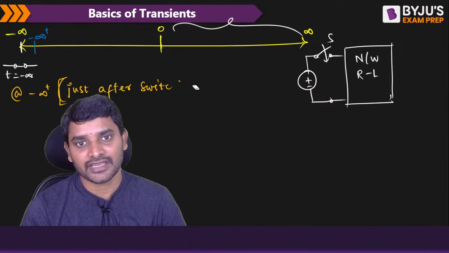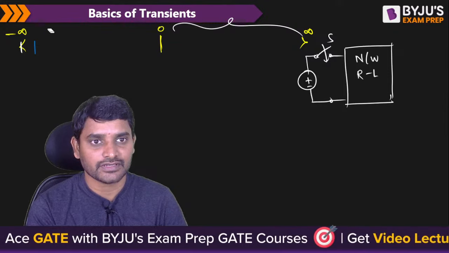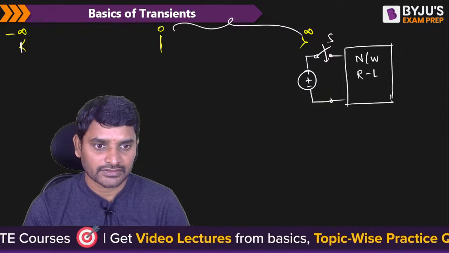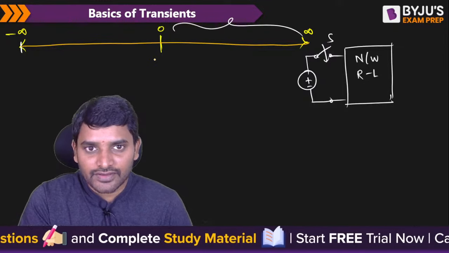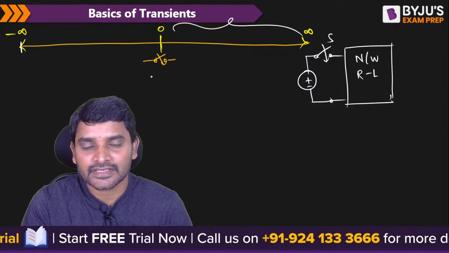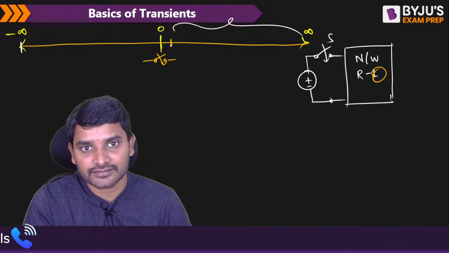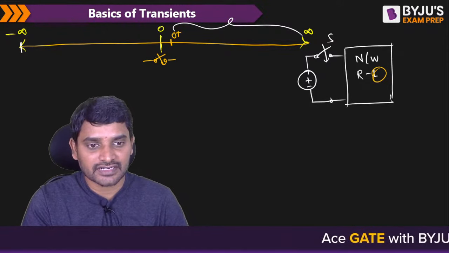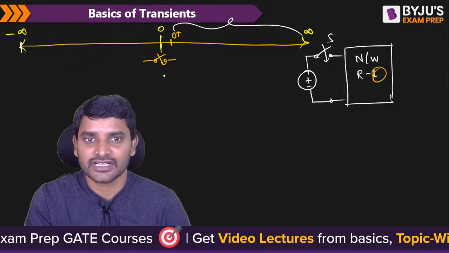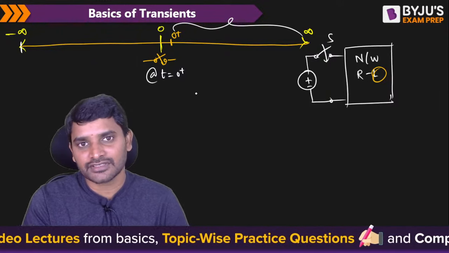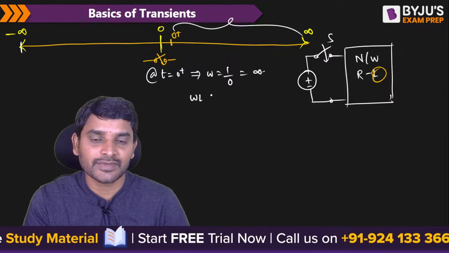So let me show you the behavior of the inductor and capacitor from 0 to infinity. If I close the switch at t equals 0, now I am observing the behavior of the inductor just after closing. So it can be taken as t equals 0 plus instant. If t is 0, then what is omega? Infinity. So omega L will be infinity ohms.